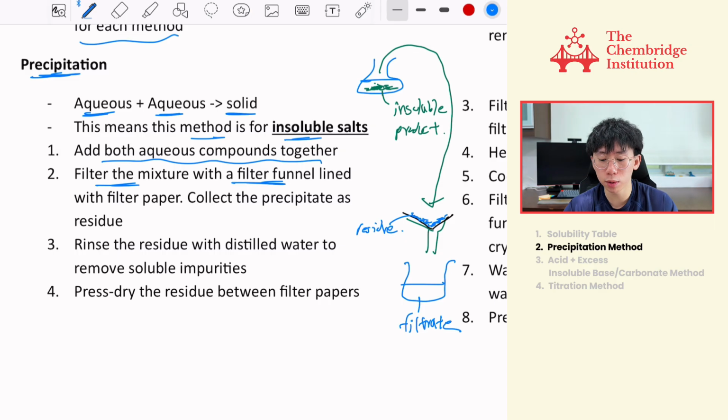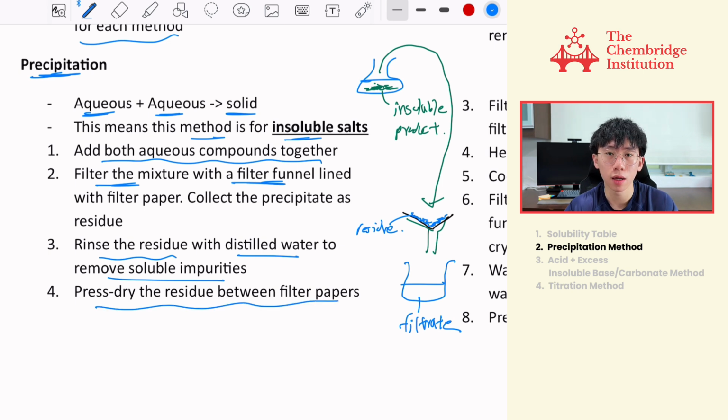So afterwards, when we collect the precipitate as residue, we have to always wash the precipitate. We wash the residue with distilled water to remove our soluble impurities. And then afterwards, we need to press dry the residue between pieces of filter paper.